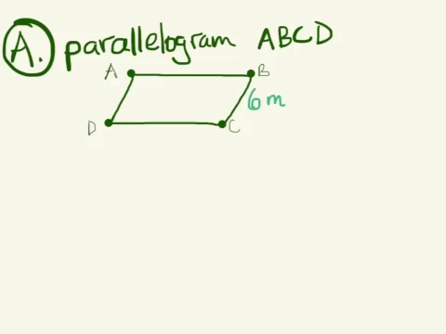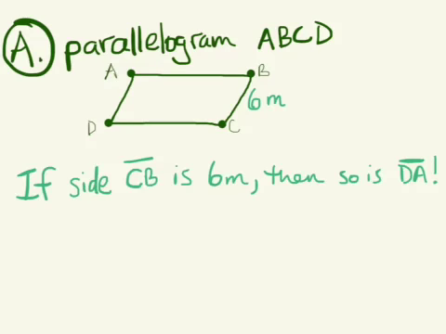Now, if the length of side CB, or we could name it BC, is 6 meters, based on what we know about a parallelogram and the rules of a parallelogram, that must mean that the opposite side, looking across it, AD or DA, would also be 6 meters. Now write that down. That also means that if side AB is 14 meters, what else do we know? Side DC is also 14 meters.